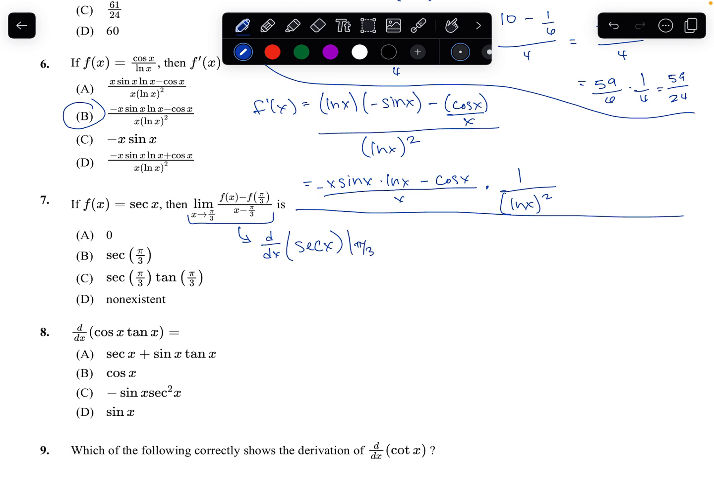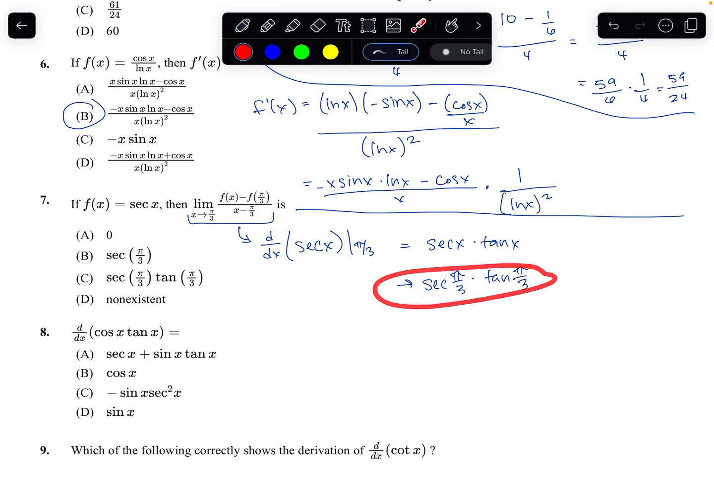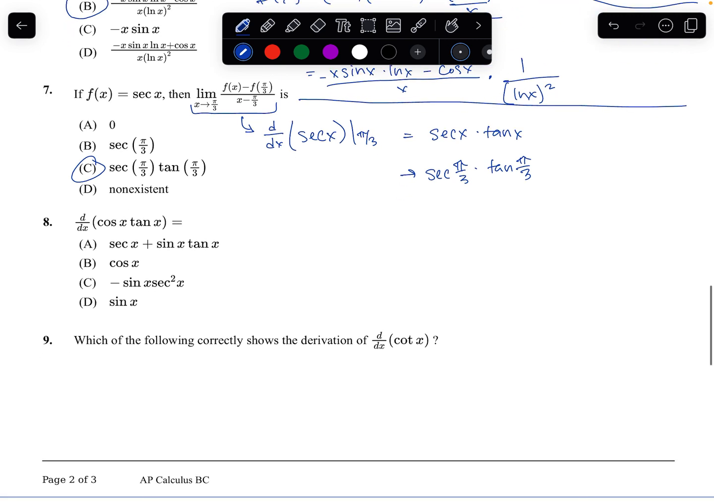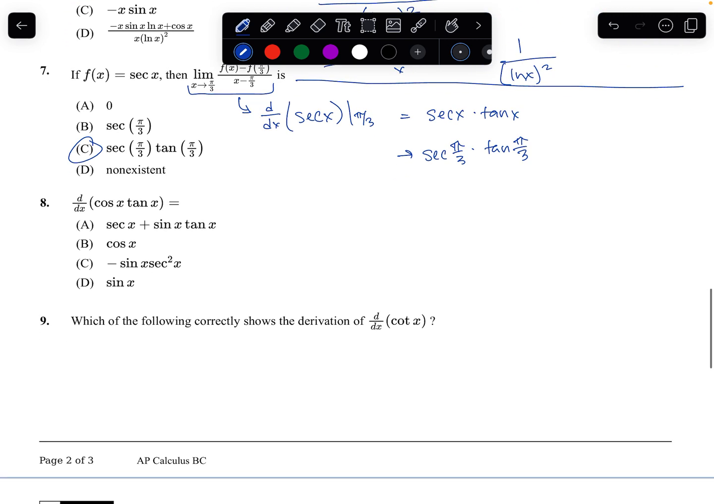So the derivative of secant of x is equal, so that's just one of your derivative rules. Secant of x times tangent of x. And then at pi thirds, so that's going to be secant of pi thirds times tangent of pi thirds. And lucky you guys, you don't have to evaluate those. It's just asking for that. But if you did have to evaluate them, you guys would know what to do, right? Of course.